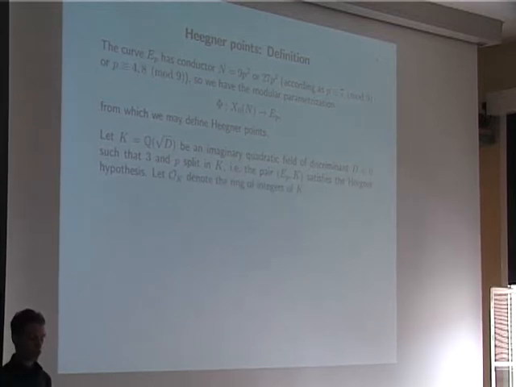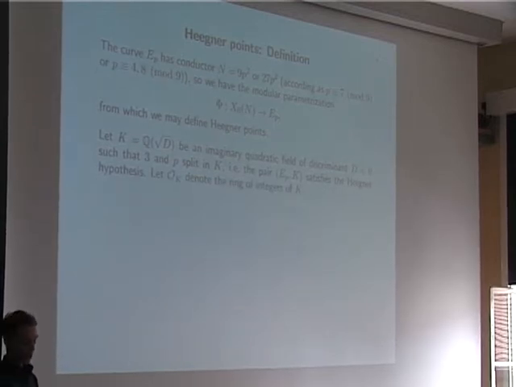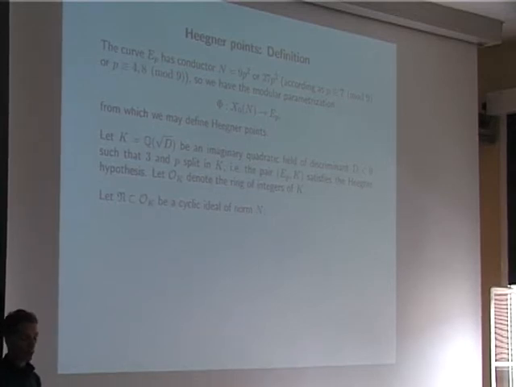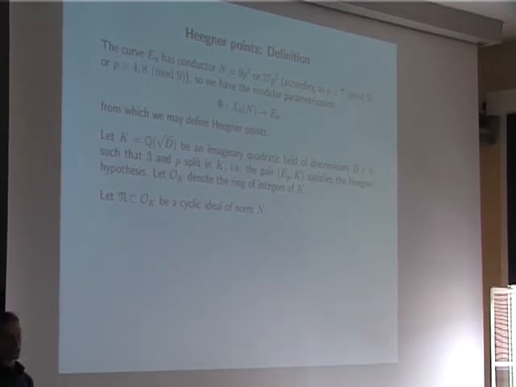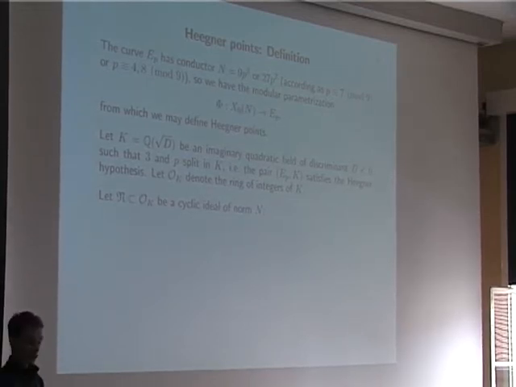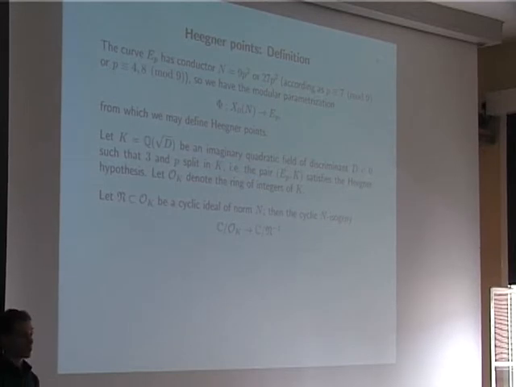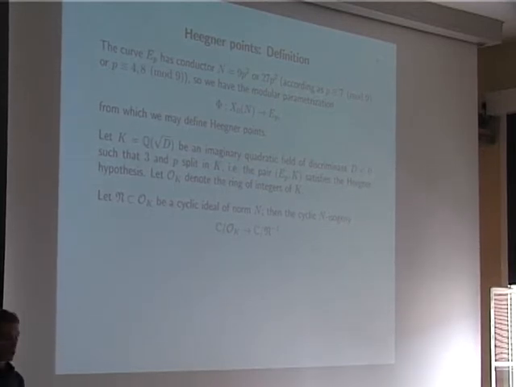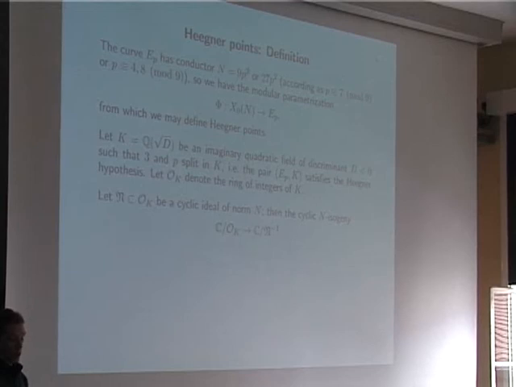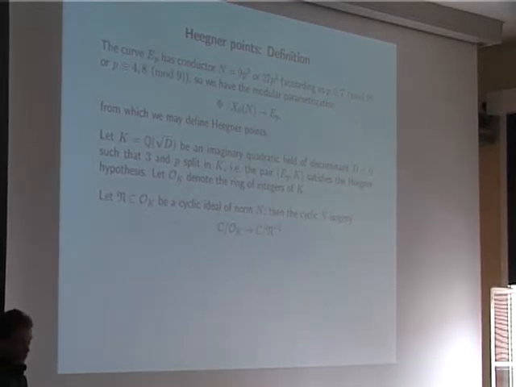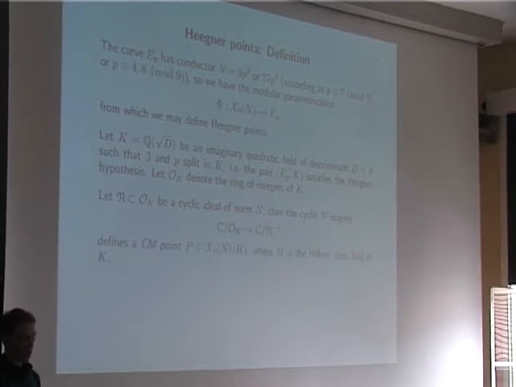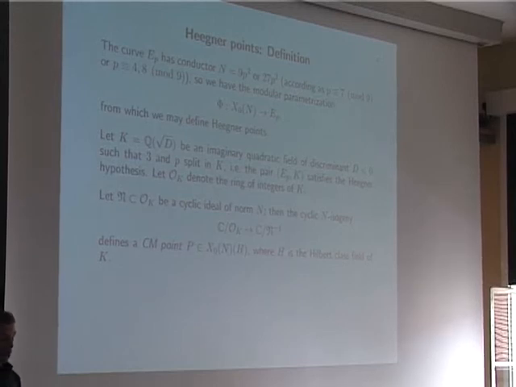All right, so here's some more notation. We're going to let O_K denote the ring of integers of K. From the hypothesis, we know that there is an ideal in O_K which is a cyclic ideal of norm N. And as we saw in the construction this morning, we obtain a cyclic N-isogeny from C mod O_K, which is an elliptic curve with CM by O_K, to C mod the inverse of the fractional ideal. So this gives a CM point. We saw this morning that this CM point will be defined over the Hilbert class field H of K. I'll call that CM point P.